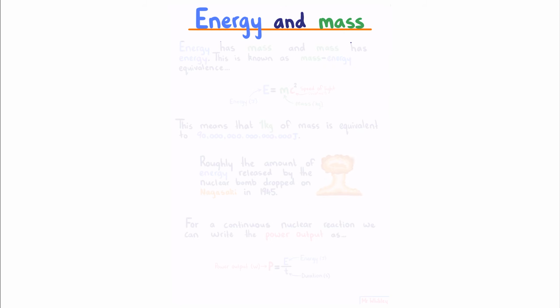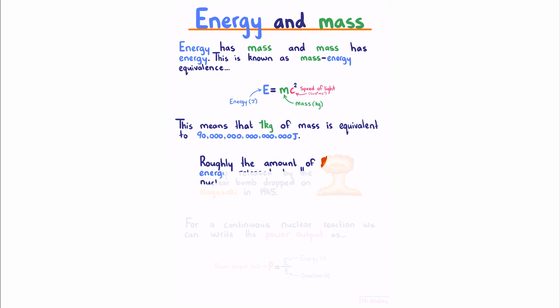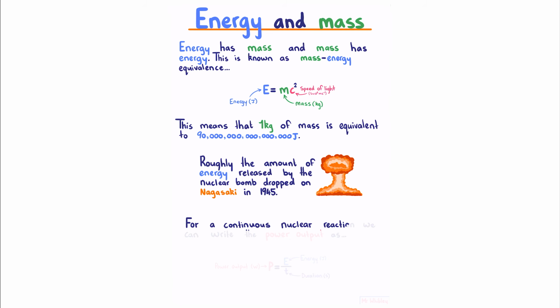Energy and mass. Energy has mass, and mass has energy. This is known as mass-energy equivalence. Described by the famous equation, energy is equal to the mass multiplied by the speed of light squared. This means that 1 kilogram of mass is equivalent to a very large amount of energy, roughly the amount of energy released by the nuclear bomb dropped on Nagasaki in 1945. For a continuous nuclear reaction, we can write the power output as power is energy over time.